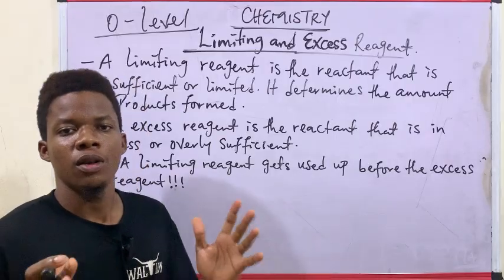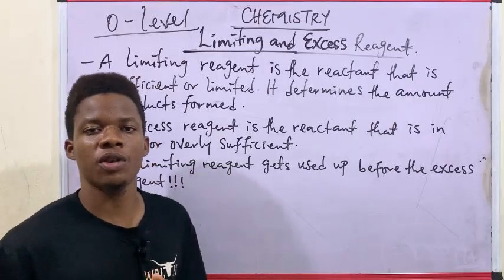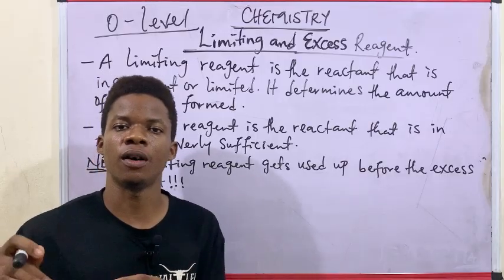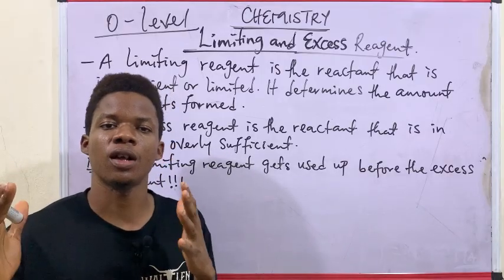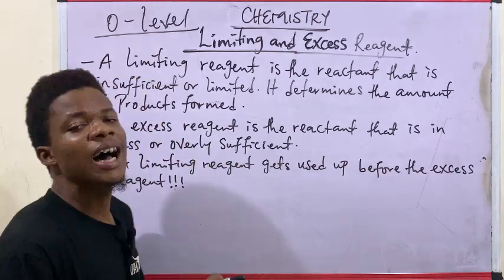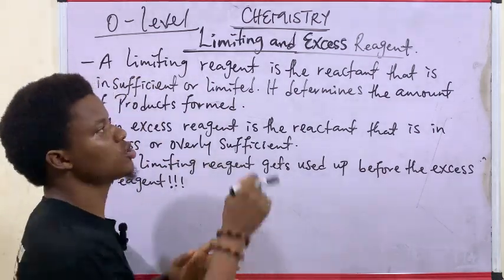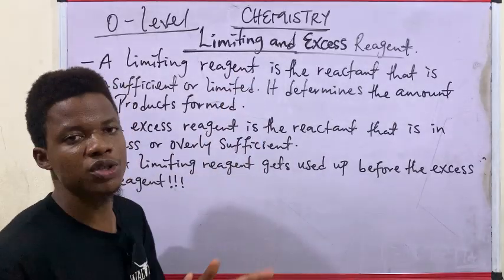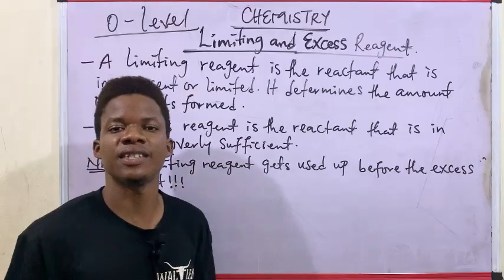Alright, now today's topic, we're going to be talking about stoichiometry, and basically one of the most foundational stoichiometry topics, which is known as the limiting and excess reagents. So this topic is part of stoichiometry. All right, so this is a branch of stoichiometry, limiting and excess reagent.